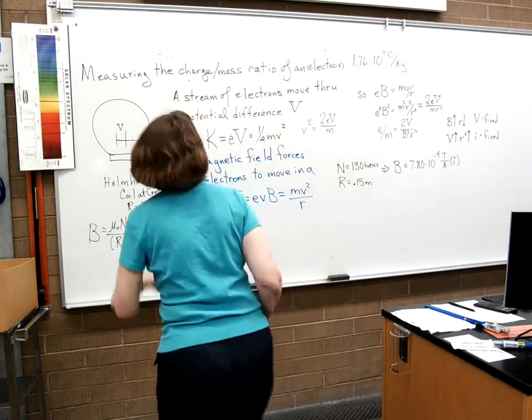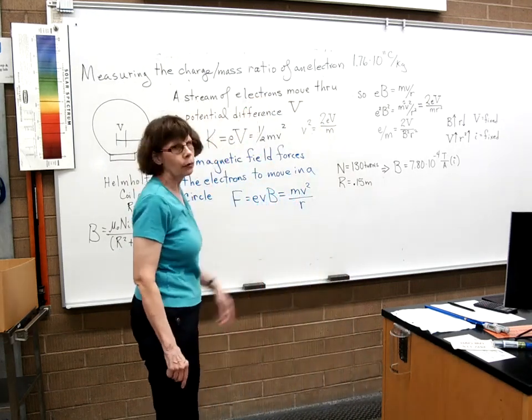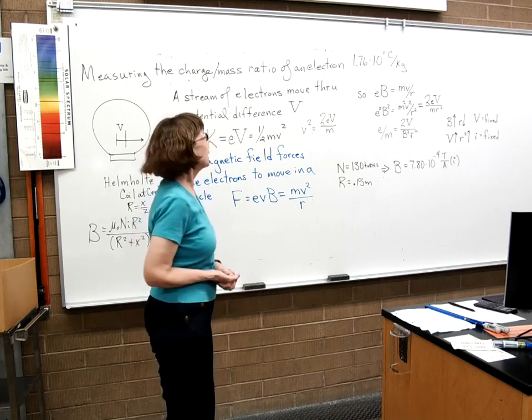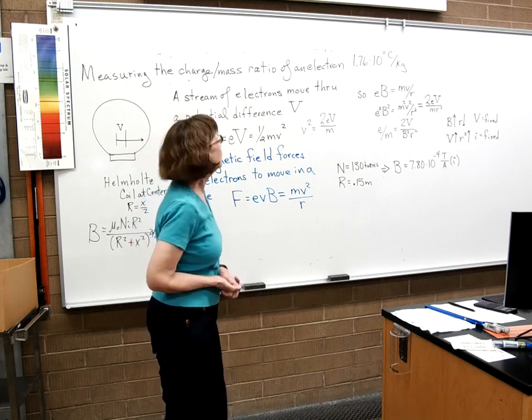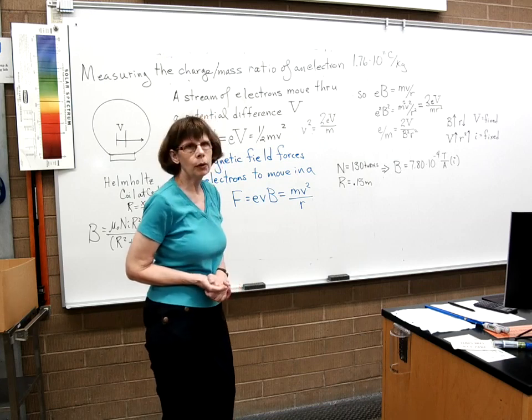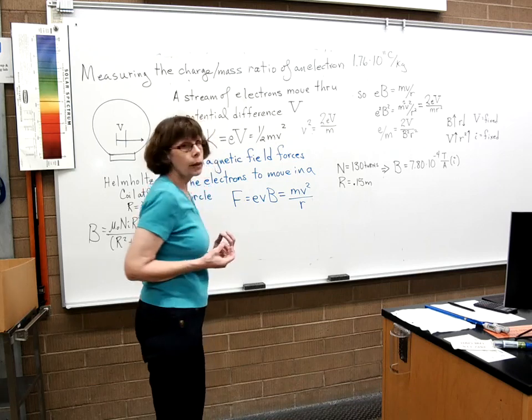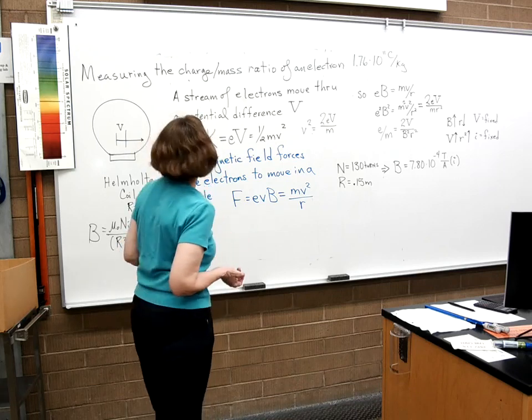This is measuring the charge to mass ratio of an electron, and this was done by J.J. Thomson in 1897. The value is 1.76 times 10 to the 11 coulombs per kilogram. And incidentally, he also found out it was negative.